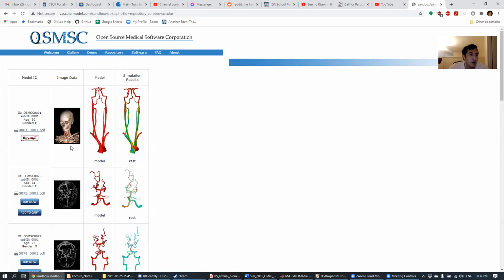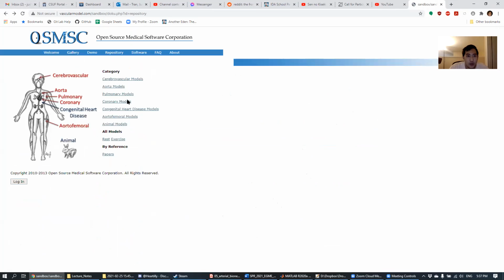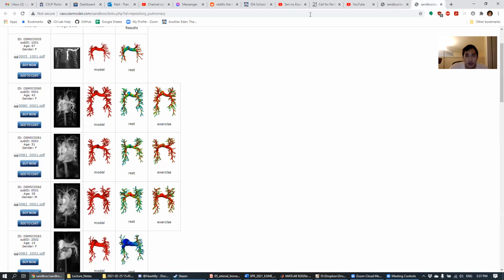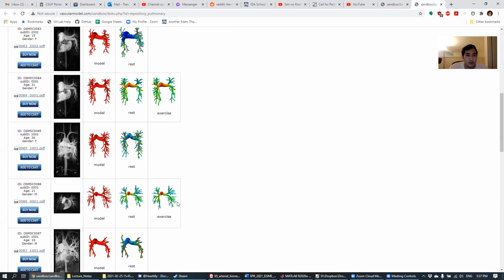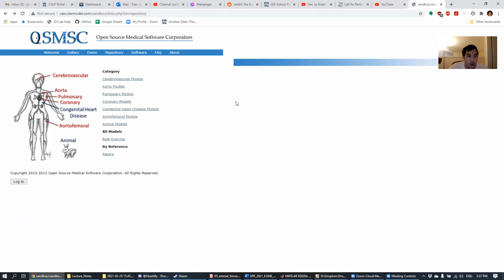So here's cerebral vasculature. They look pretty cool, I think they look nice. But we can also look at other models like pulmonary models. These are the blood vessels that go into your lungs, sorry. You can see these are pretty intense too. So do a little bit of research, browse the website, see what area of the body interests you, see what diseases interest you, and that's what you can do for your project.